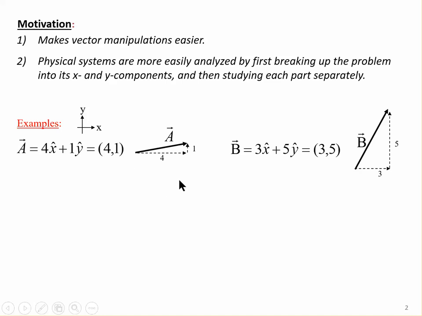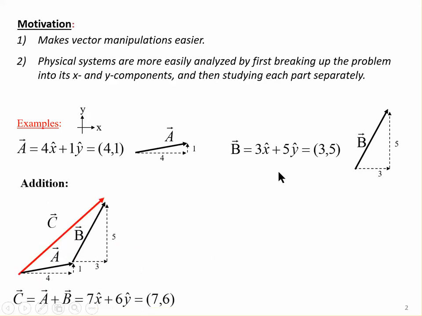Okay, now let's say I have a second vector, B. Here it is. In terms of its components, let's say this vector is given by 3 in the x hat direction plus 5 in the y hat direction. Okay, so I've got vector B in terms of its components. Now suppose I want to, for example, add these two vectors together. I want to add vector A plus vector B.